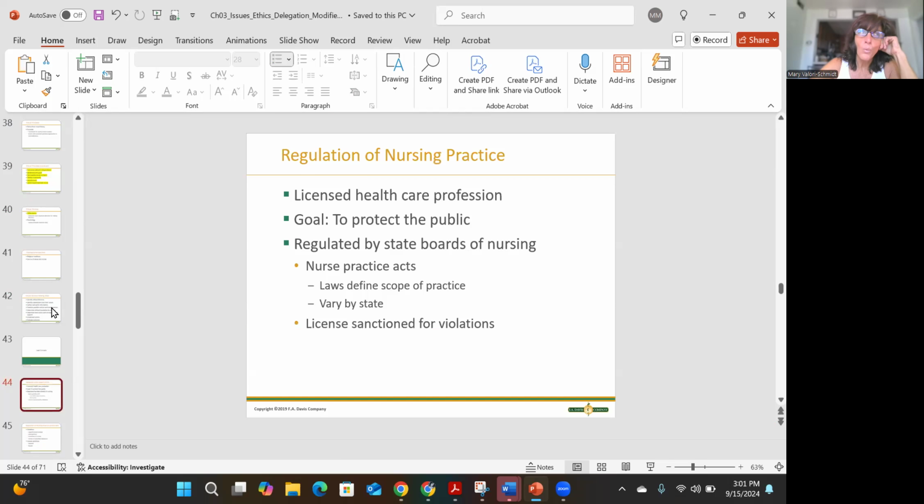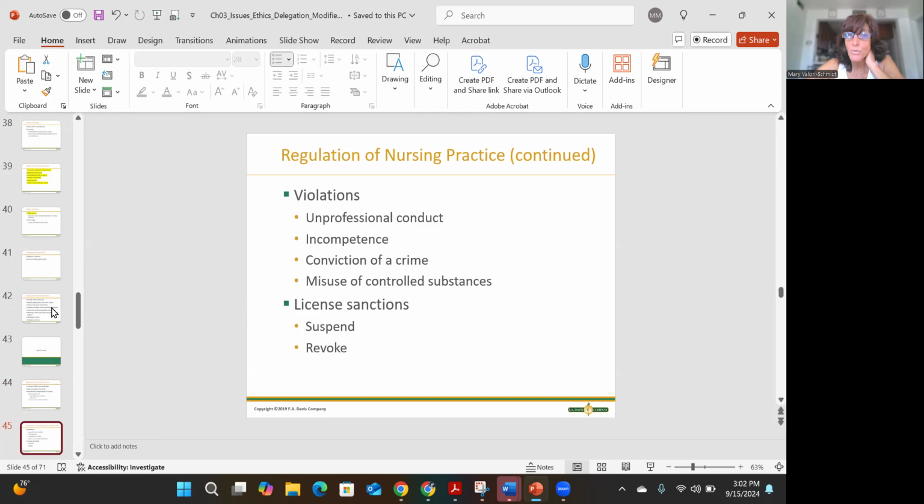Legal concepts. Once you graduate and pass your boards, you are a licensed healthcare professional. Your goal is to protect the public, and you are regulated by the Board of Nursing of the state of New Jersey or whatever state you practice in. We have a Nurse Practice Act that defines our scope of practice, what we are allowed to do and not allowed to do. You can have your license sanctioned, suspended, or terminated if you violate the Nurse Practice Act.